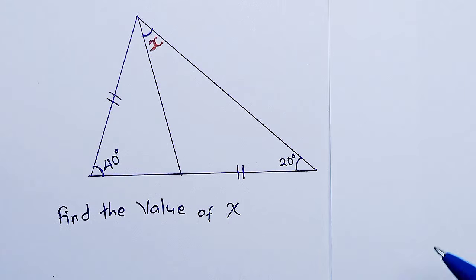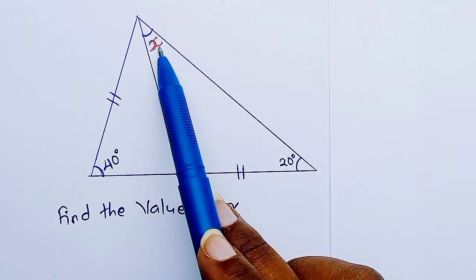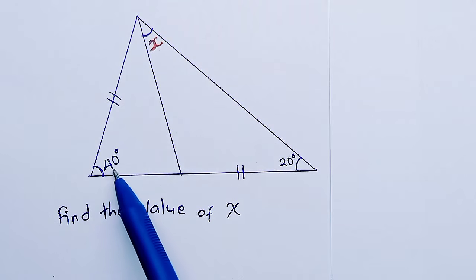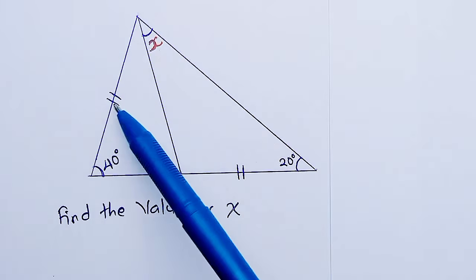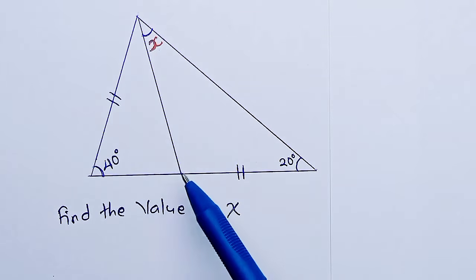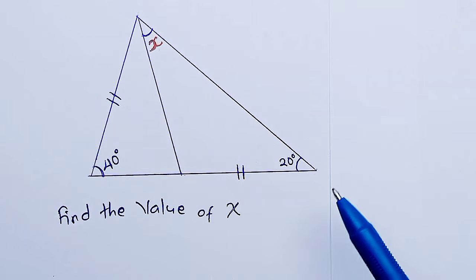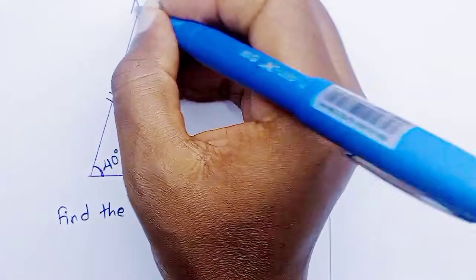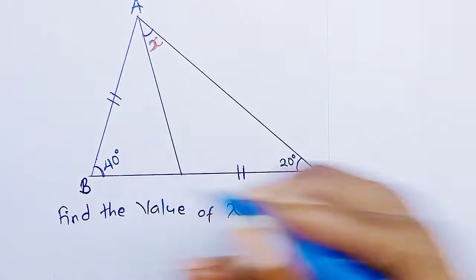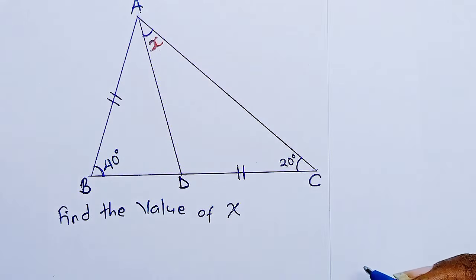In this figure, we are required to find the value of angle x. So we have this angle here is x, this angle is 40 degrees, this angle is 20 degrees, and they're telling us that this line is equal to this line here, from here to here. So with that information, let's find the value of angle x. Let's start by labeling the points on our figure. Let this be A, B, this C, and let this be D.